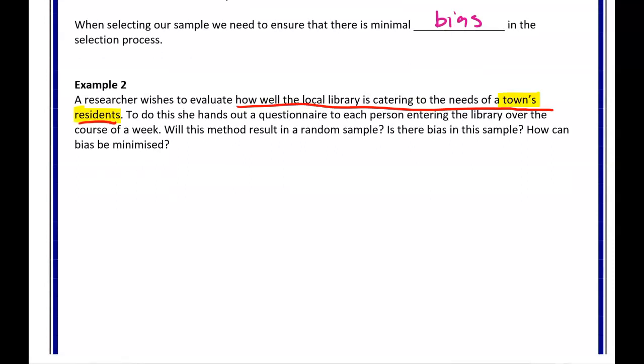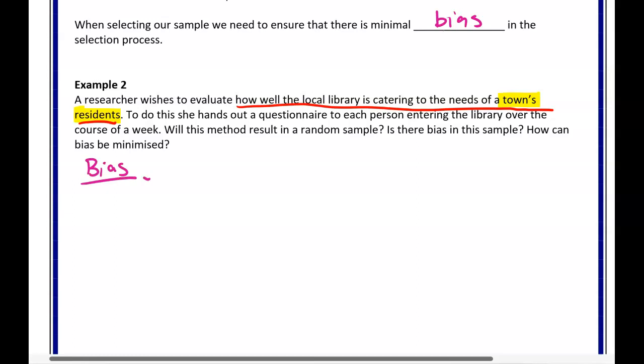Yeah, they're only surveying people who are using the library, and if those people are using the library, then they're probably happy with what the library's offering. So it's not a good sample at all. It is completely biased. So how could we minimise the bias? What could we do?